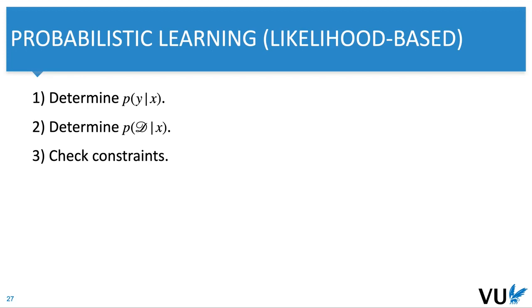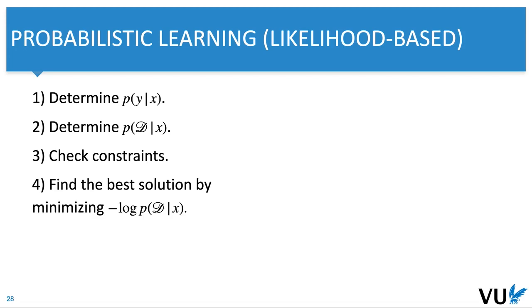Then we need to check constraints. For instance, maybe x is some physical parameter that cannot be larger than something, or maybe I know that some values cannot be larger or smaller than some bound, from my prior knowledge about this problem. And then we need to find the best solution by minimizing the negative log of p of y given x, so the negative log likelihood. This is, I would say, the general approach: how to approach the problem and how to formulate it.